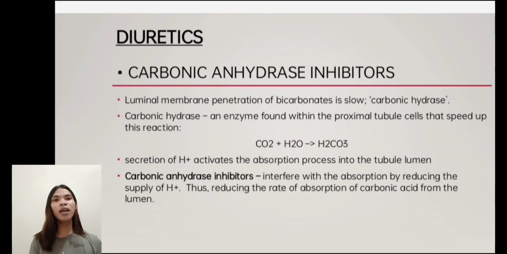The carbonic anhydrase inhibitors interfere with the absorption of bicarbonate from the proximal tubule by reducing the supply of hydron to the membrane pump and by reducing the rate of absorption of carbonic acid from the lumen. Therefore, the filtered bicarbonate is trapped in the urine together with an electrically equal amount of sodium and an osmotically equivalent amount of water.